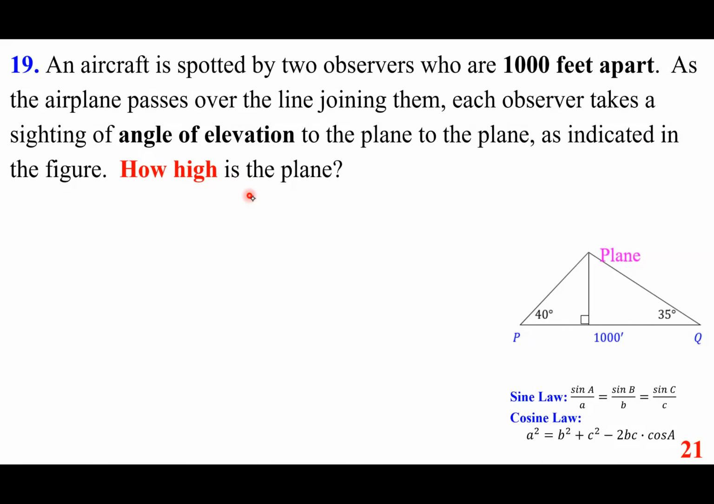Well, let's put in the information here. This we call y, this we call h, and that's the height we are looking for. H is what we are looking for. First, let's understand what's going on. So there's a 40-degree angle here, 35-degree angle here, and the distance of 1,000 feet here.